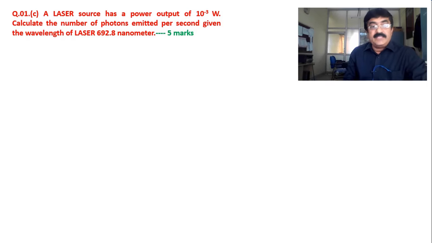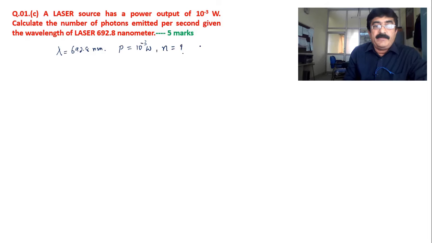So lambda is given as 692.8 nanometer and power is given as 10 power minus 3 watt. So we have to find out the number of photons emitted per second, that means T is equal to 1.